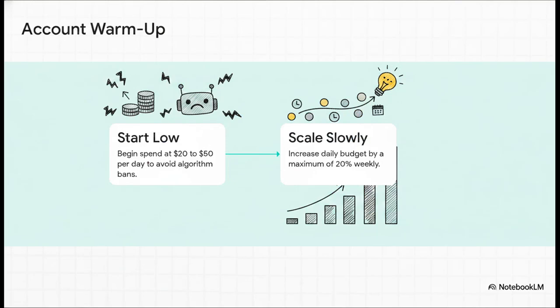Another really critical financial rule is exactly how you warm up new accounts. Let me be clear, the platforms absolutely hate sudden spikes in ad spend from a brand new entity. So to combat this, the blueprint highly recommends starting your spend extremely low. We're talking just $20 to $50 per day. Then you slowly scale up by increasing that budget by only 20% weekly. Yes, it takes patience, for sure, but it completely prevents those sudden automated algorithm bans that hit the second a new account tries to drop $500 on day one.